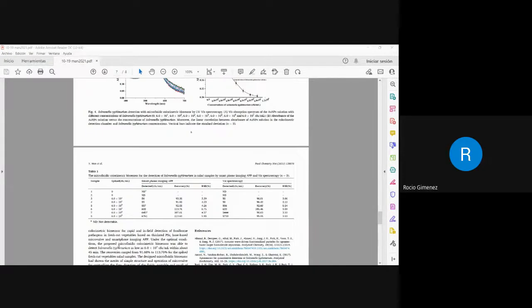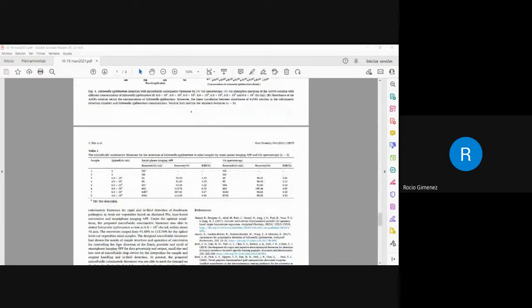And finally, to further verify the applicability, the biosensor was used for the detection of spiked fresh-cut vegetable salad samples by this imaging app. And as you can see here in the table, the developed microfluidic biosensor can be reliable and useful for the detection of Salmonella in fresh-cut vegetable samples.